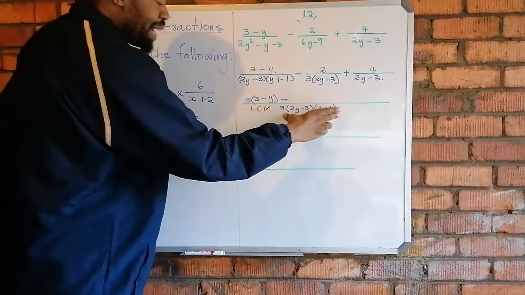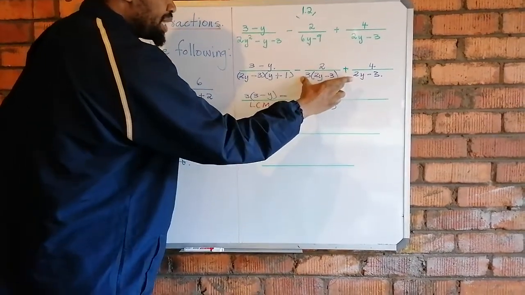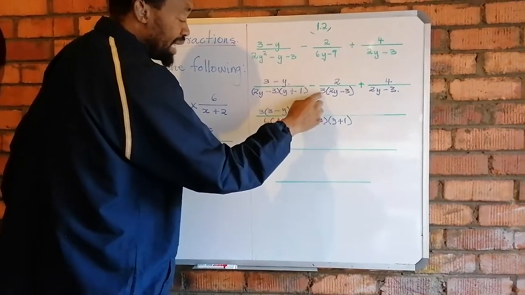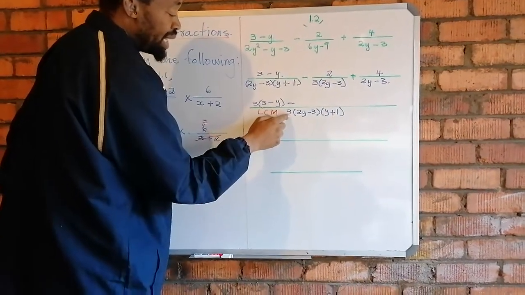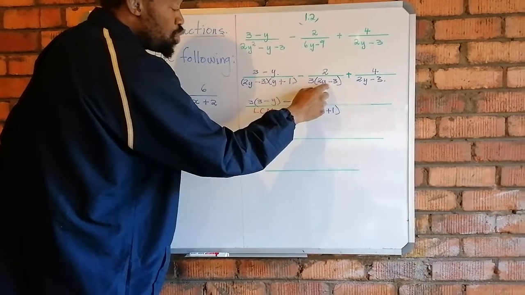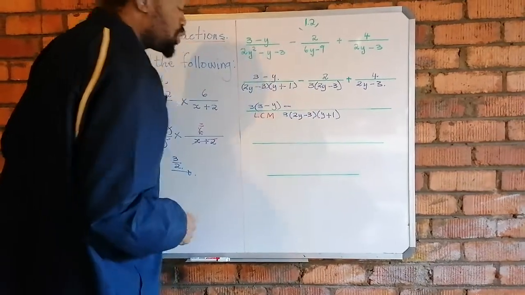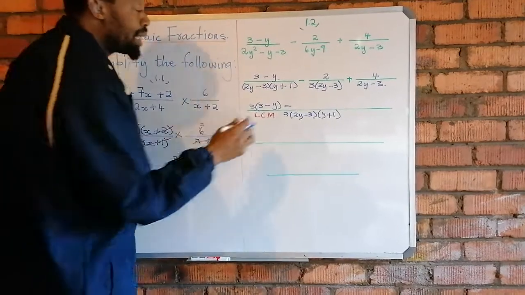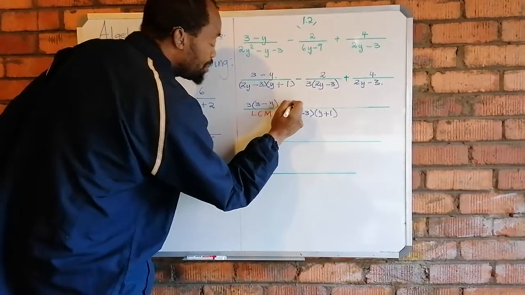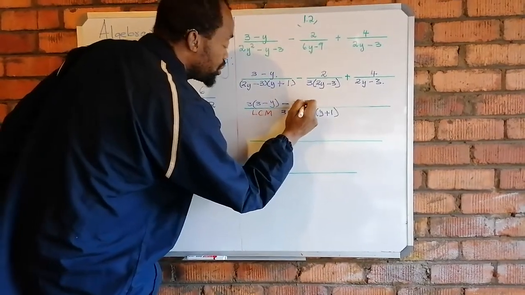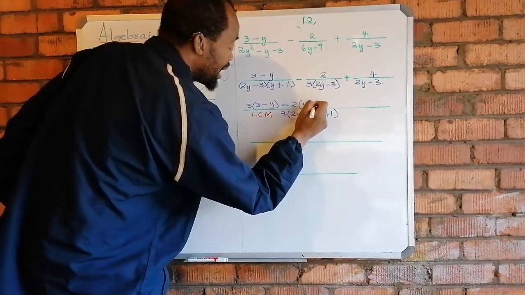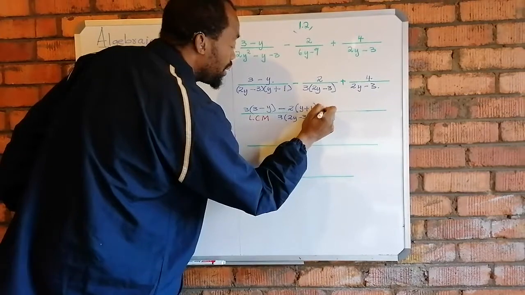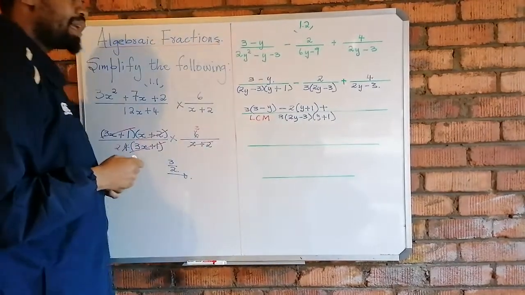I divide my LCM with that expression there. I can see that 3 will cancel 3. 2y minus 3 will cancel 2y minus 3. I'm left with y plus 1, which should be multiplied by that. Therefore, it would be 2 multiplied by y plus 1. We bring down that plus sign.